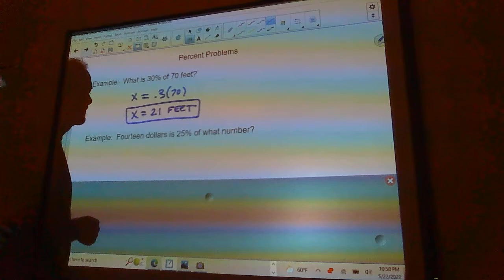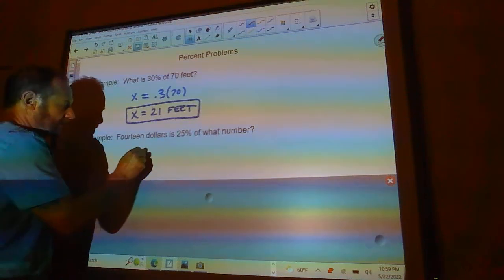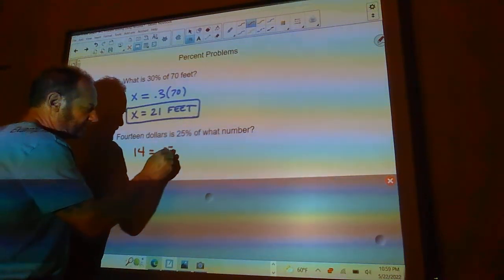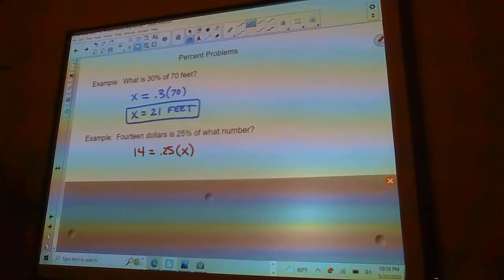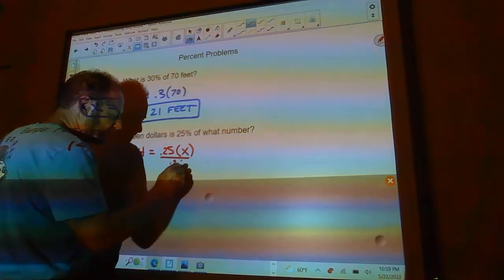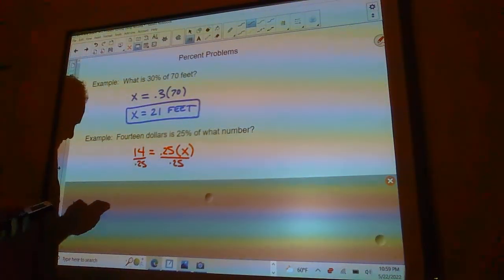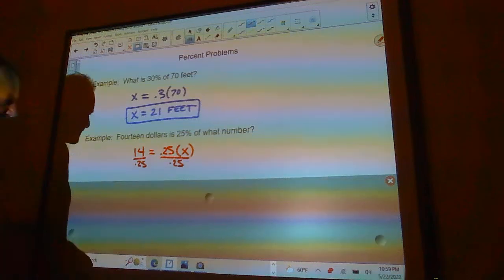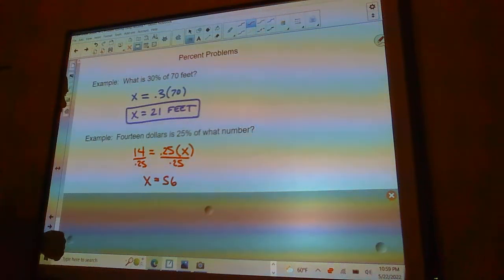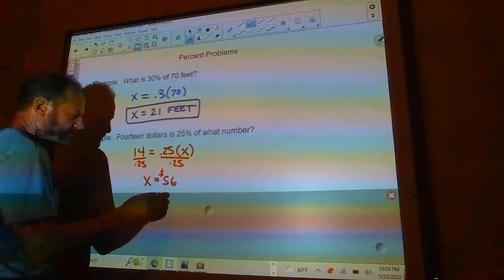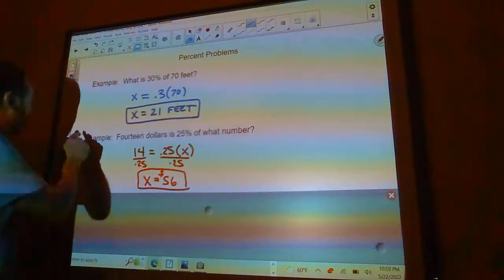Okay, $14 is 25% of what number? So 14 equals 0.25 times X. We're going to divide by 0.25 on both sides. 14 divided by 0.25 is 56. So X will be 56. And that would be $56, because that's what the context of the problem says.